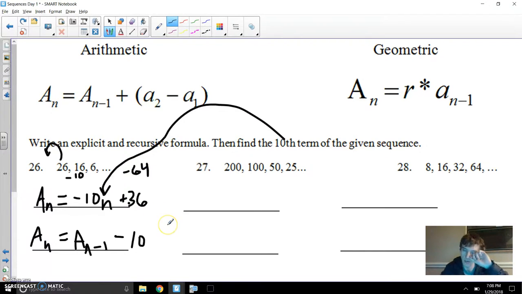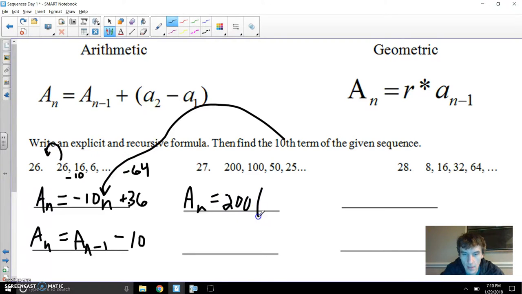Okay, so let's do one more together, and we'll let you do 28 on your own. This is where we're going to start with thinking about what is the first term. First term is 200, so that's not too bad.